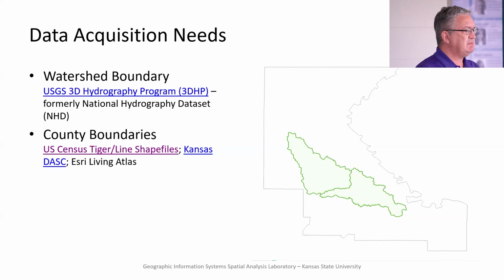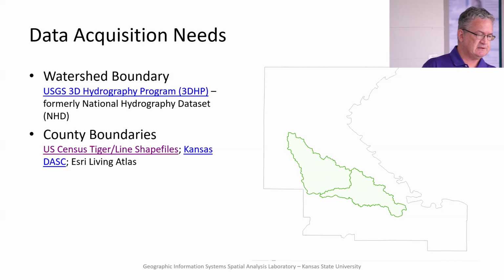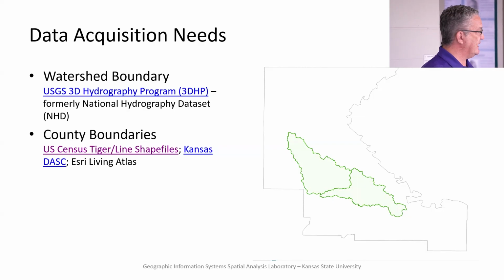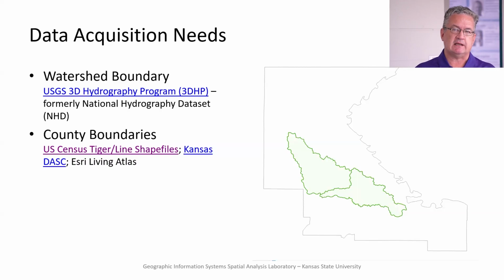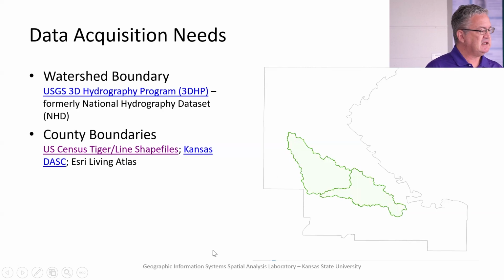We may also want some administrative boundaries, county boundaries. And we can get those from a couple of different places. We'll go through the process together of downloading the U.S. Census Tiger Line shapefile for county boundaries in the United States. You can also get the exact same data from a state clearinghouse, the Kansas Data Access and Support Center, or from Esri, not a focus of today, the Cloud GIS, but they have the same data set in what they call their Living Atlas project. So let's go ahead, before we go on, let's go ahead and grab county boundaries.